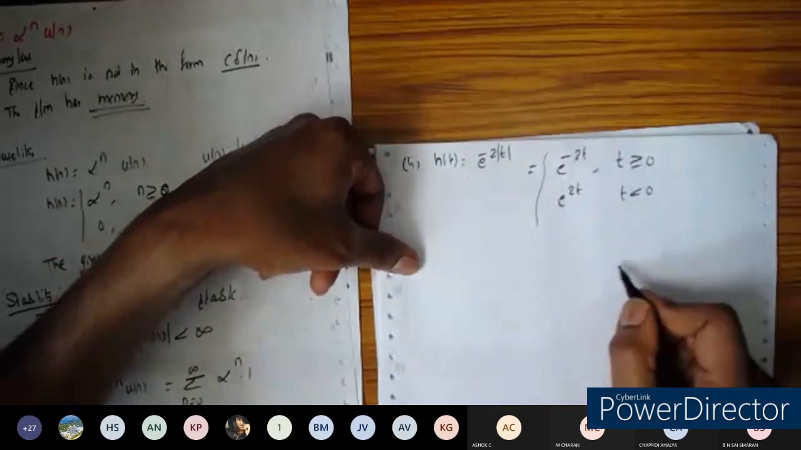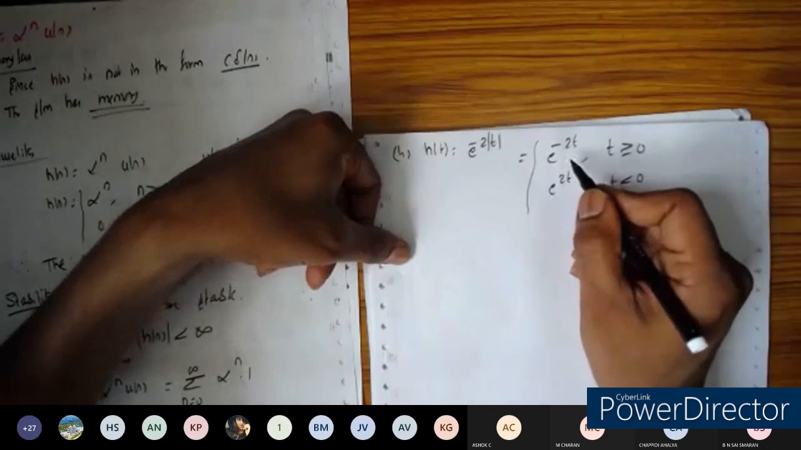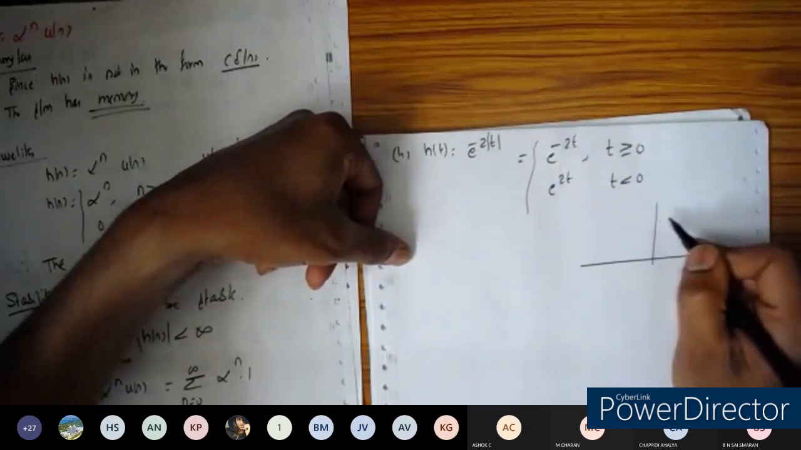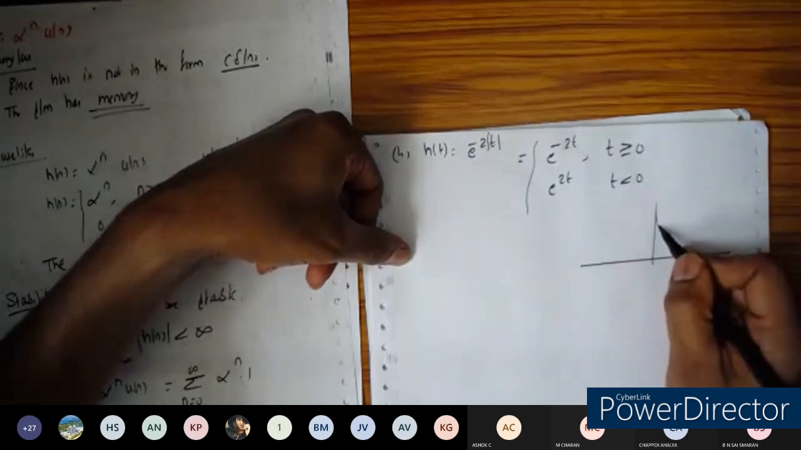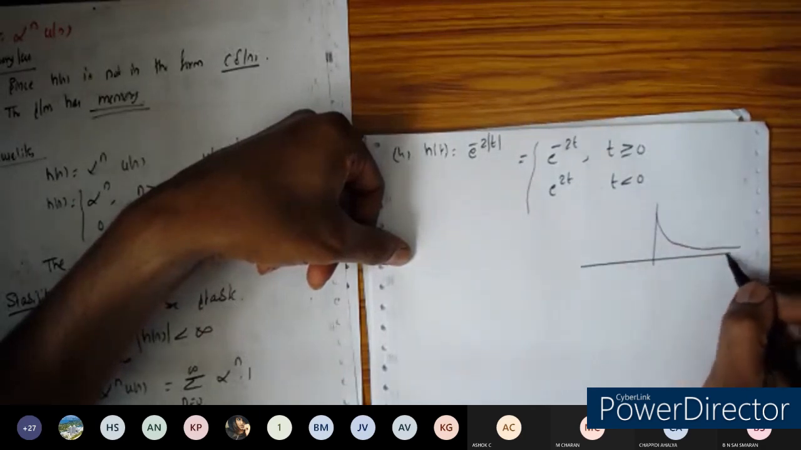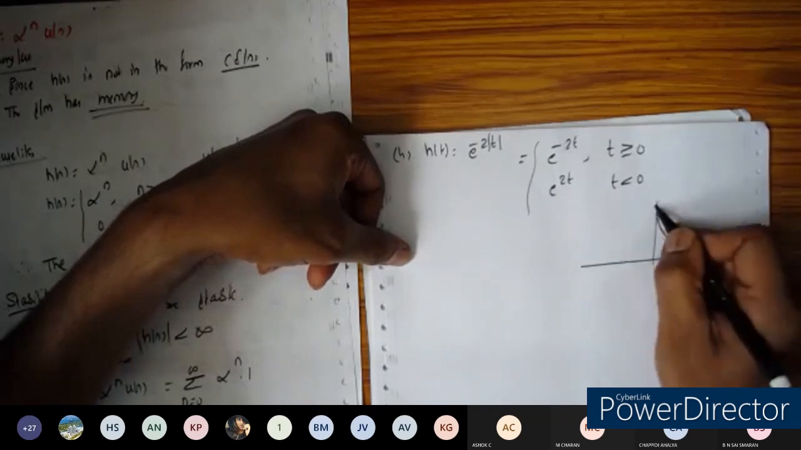So when I plot this graph here, when I substitute t is equal to 0, it will become 1 here. And when I substitute t is equal to 1, it is e to the power of minus 1. So it's an exponentially decaying signal. We'll get the signal like this.